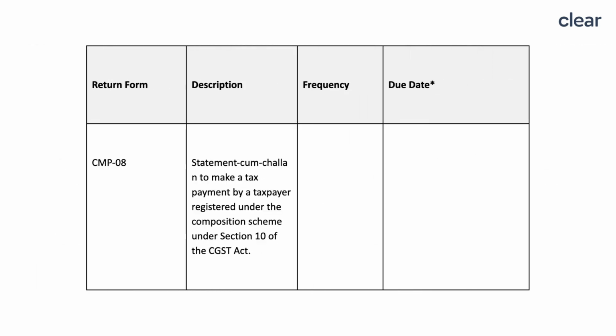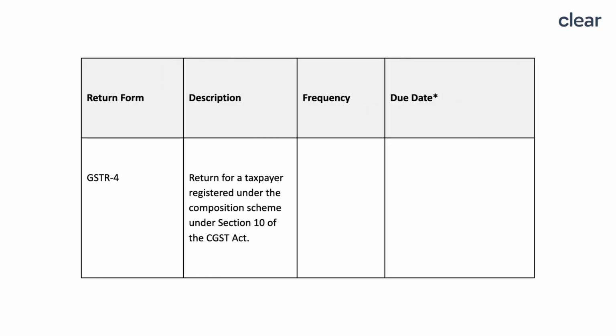The next important return that contains details of outward supplies is CMP08. This statement cum challan is to be filed by all taxpayers registered under the composition scheme. It is submitted quarterly along with the tax payment and the due date is 18th of the month succeeding the quarter. Composition taxpayers are also required to file an annual return, that is Form GSTR4. This return is to be filed by the 30th of the month succeeding the financial year.